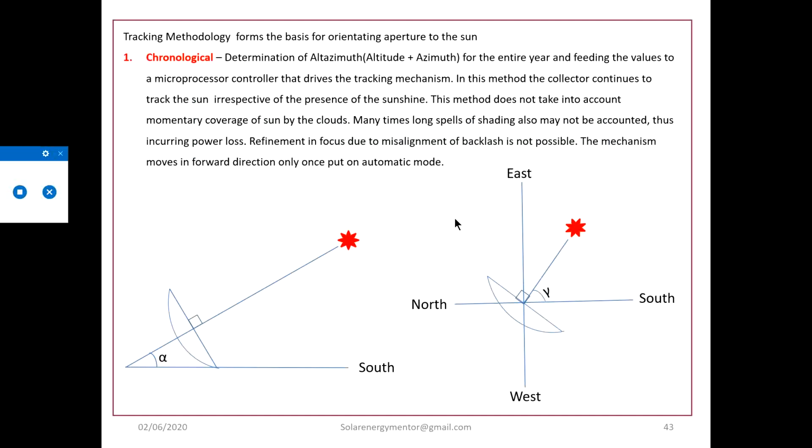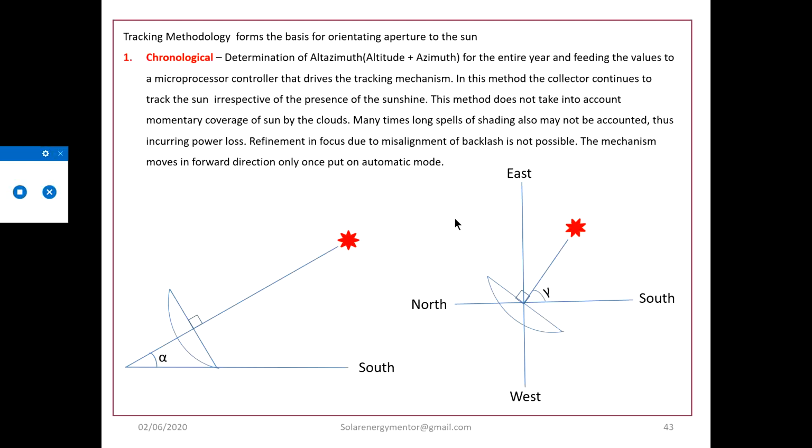Now the tracking methodology forms the basis for orienting the aperture to the sun. There are three tracking methodologies one can follow. The first is chronological. Chronological means determination of altazimuth, that is, the combination of altitude angle plus azimuth angle for the entire year, and feeding the values to a microprocessor and controller that drives the tracking mechanism.